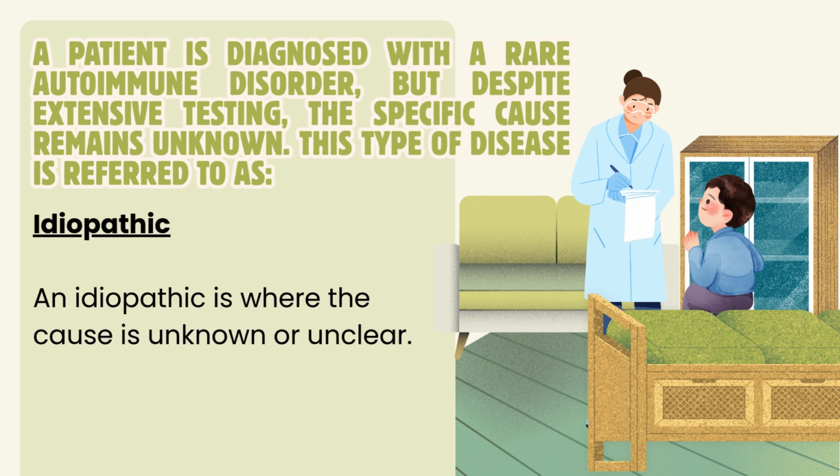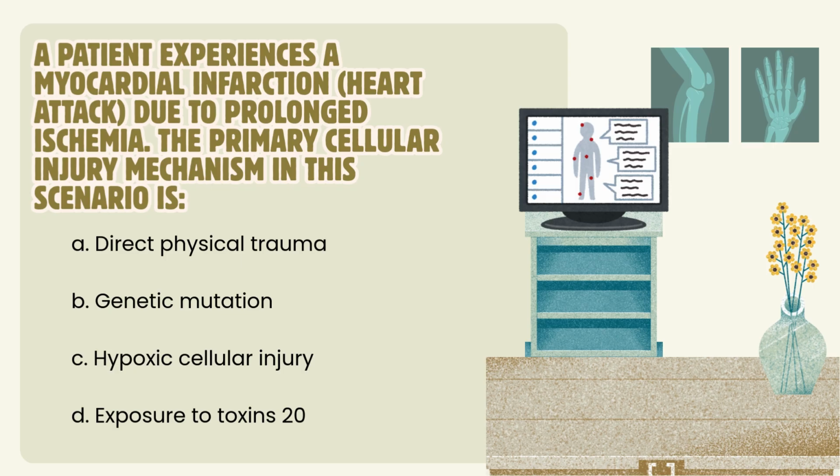Correct answer. C. Idiopathic. An idiopathic disease is one where the cause is unknown or unclear. A patient experiences a myocardial infarction, heart attack, due to prolonged ischemia. The primary cellular injury mechanism in this scenario is A. Direct physical trauma. B. Genetic mutation. C. Hypoxic cellular injury. D. Exposure to toxins. 5 seconds.